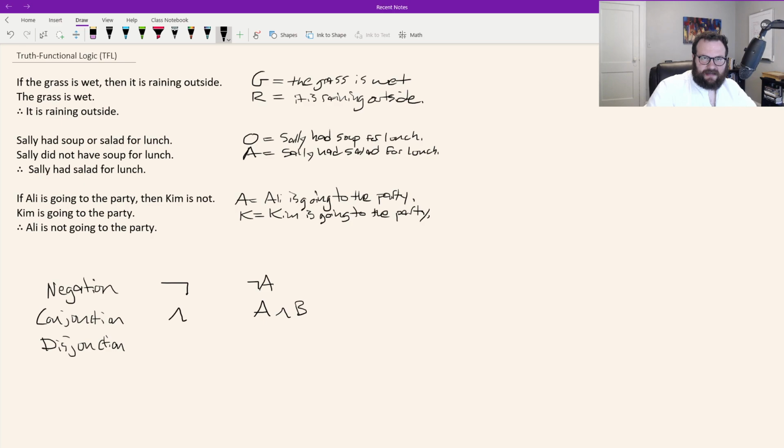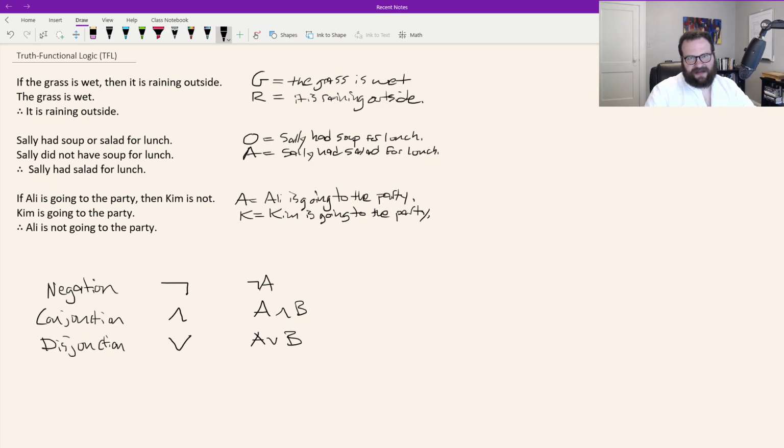Disjunction is the same symbol, but upside down. So it looks like a big V. Again, we put it in between two sentence letters. Disjunction represents or. So this would be read A or B.